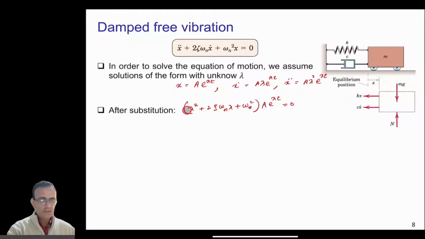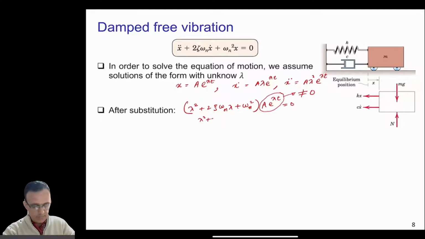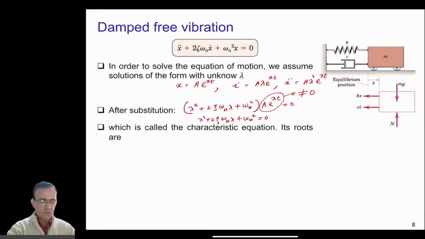Now in this equation, because this term is the solution, it cannot be equal to 0. So this means that the other term is equal to 0. So lambda square plus 2 zeta omega n lambda plus omega n square should be equal to 0. And this equation is what we call the characteristic equation. You may recognize this from the mathematics that we derive this characteristic equation here.